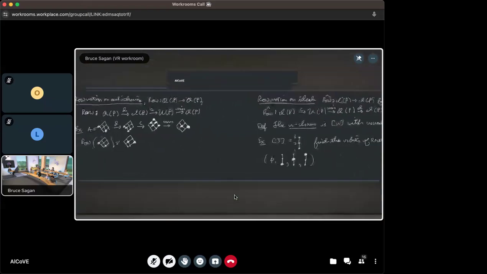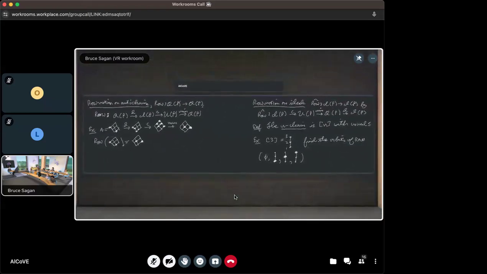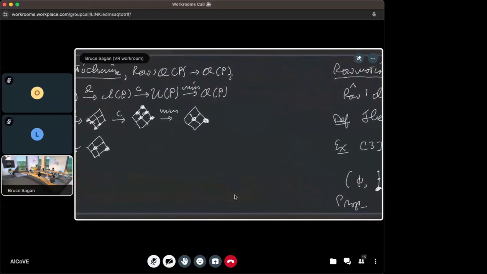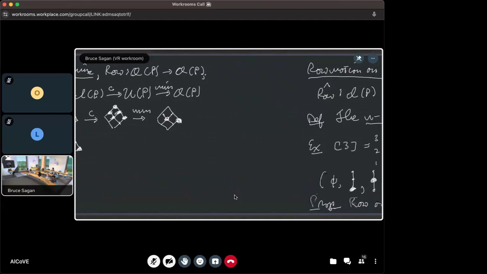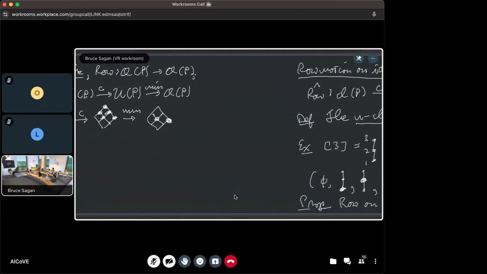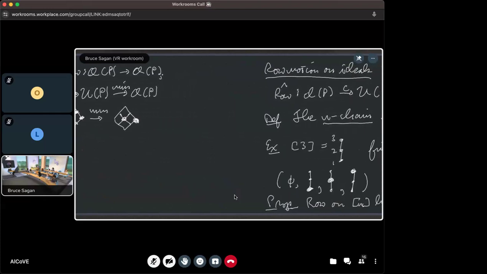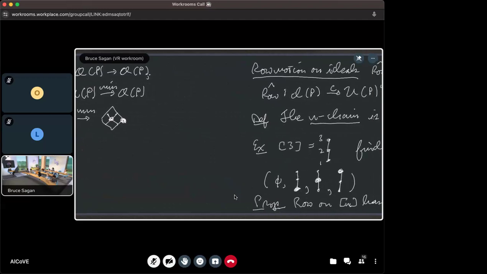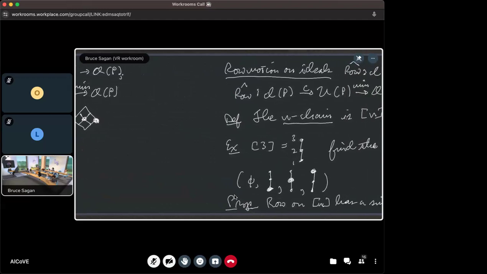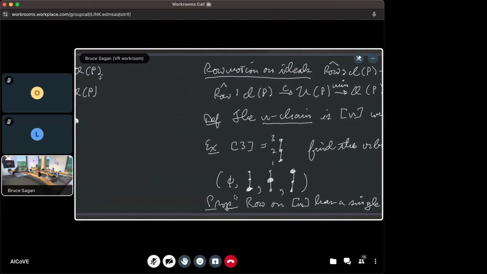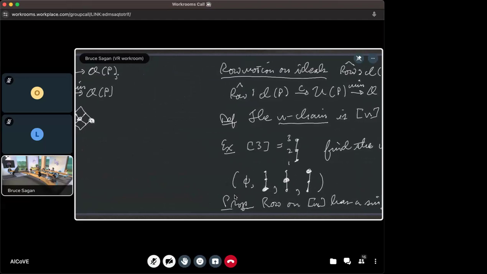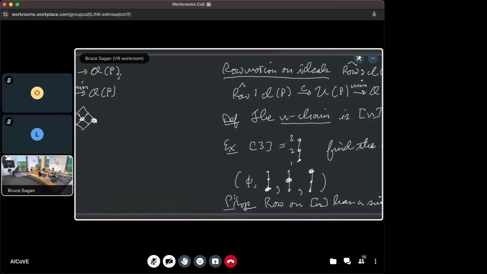And that's always true. So here's the thing that you're going to prove as an exercise, the following proposition. Row motion on the n chain has a single orbit of length n plus one. Okay. So that's it for the first lecture.